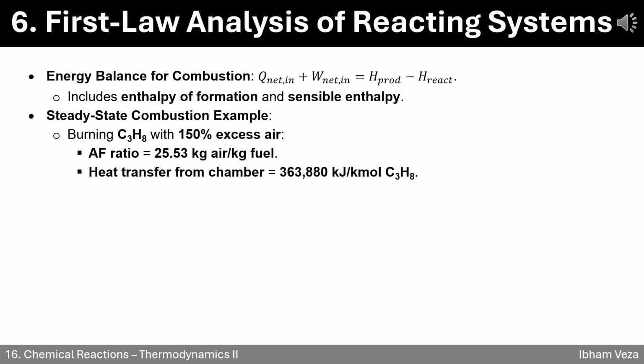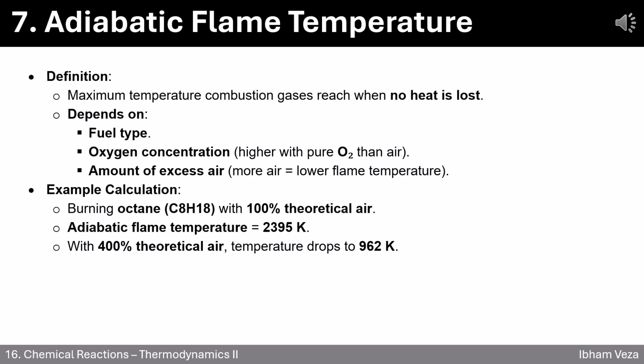To see this in action, we look at a steady-state combustion example burning propane, C3H8, with 150% excess air. This means the air-fuel ratio is 25.53 kilograms of air per kilogram of fuel. From the calculation, the heat released from the combustion chamber is 363,880 kilojoules per kilomole of propane. This first law approach helps us quantify energy flows in practical combustion systems, like furnaces or engines, ensuring efficiency and energy conservation.